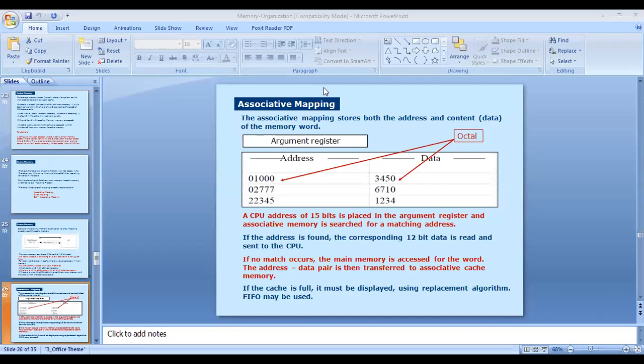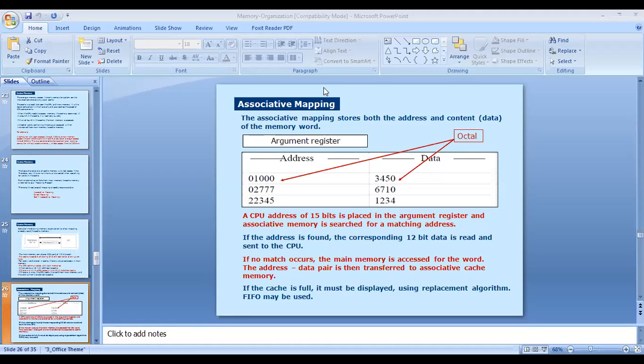The main memory is of size 16M and the cache memory is of size 4K. The main memory will have 24 lines, whereas the cache memory will have 12 lines. That means it is double the size. The cache has 12 lines, and here we have 24 lines, 2 power 24, 16M. These are the general memories which we are using now.